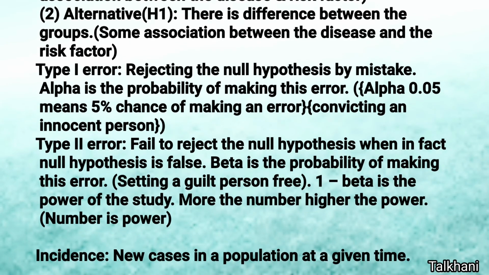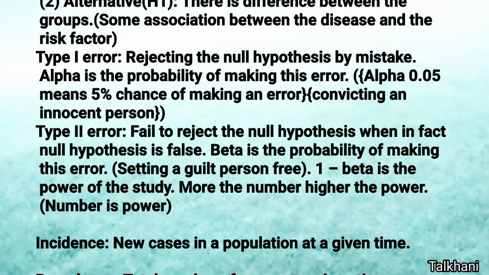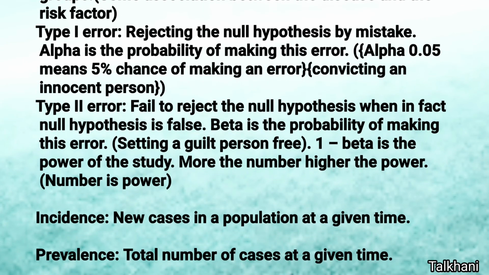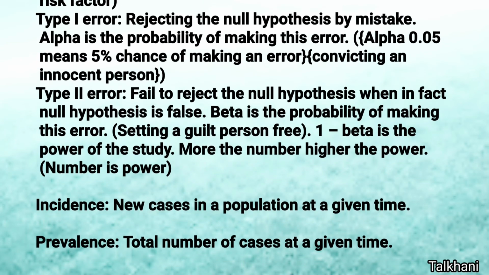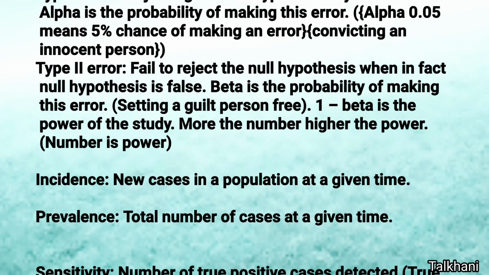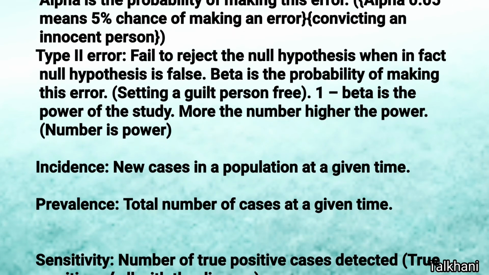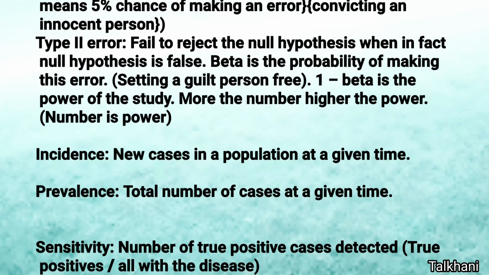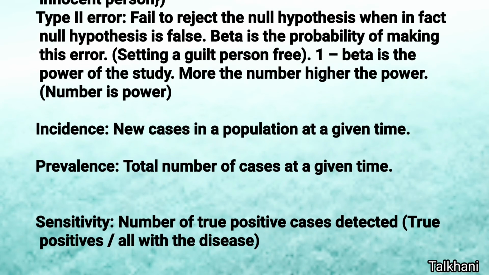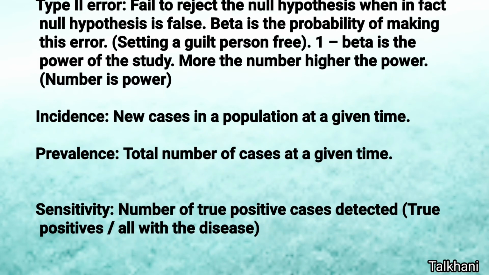Type 2 error is to fail to reject the null hypothesis when in fact null hypothesis is false. Beta is the probability of making this error. Here type 2 error is like setting a guilty person free. 1 minus beta is the power of the study. More the number, higher the power. Number is power.